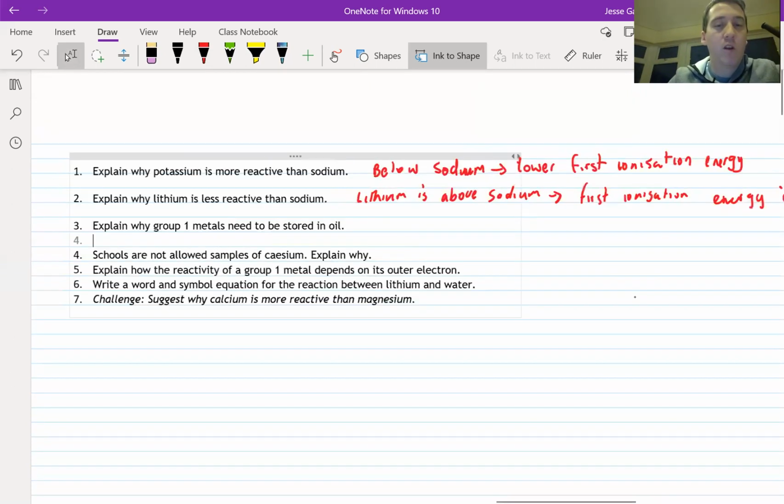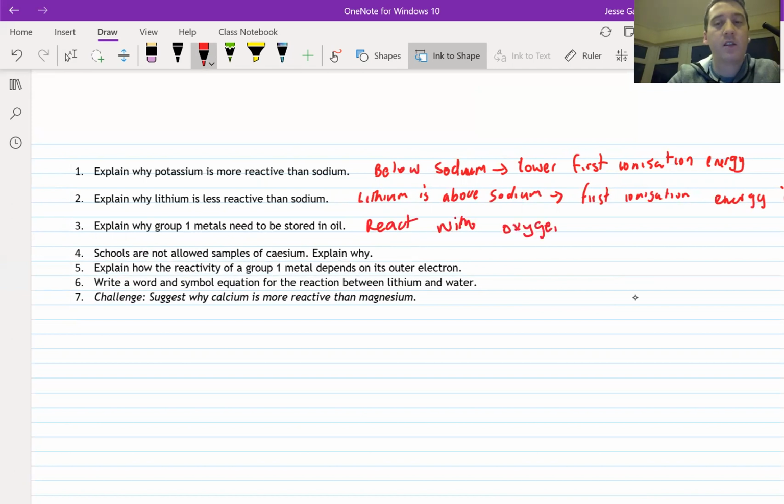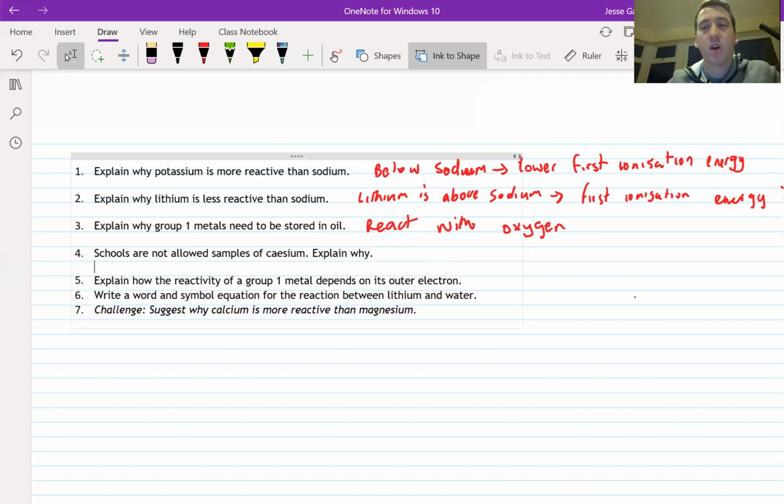Why do group 1 metals need to be stored in oil? Well, this is because they react with oxygen in the air. They are so reactive, they just react with oxygen in the air. Now, not all materials do this, obviously. Things like wood, we have had tables made of wood for hundreds and hundreds of years, and they don't react. But these metals will. If you expose them to air, the oxygen, they will react with it.